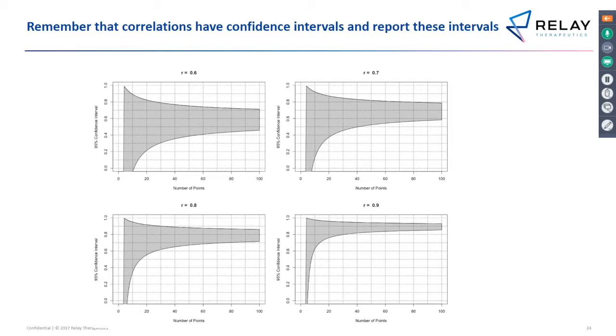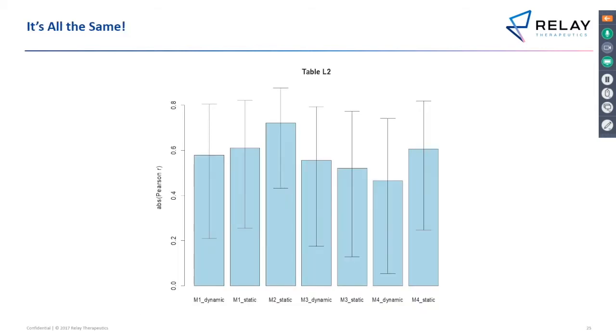When you get down to the bottom right and you've got 0.9, then you're very confident in your correlation, even with a relatively small number of data points. So it's important to calculate the confidence intervals around these correlations. And again, if you're reviewing a paper, insist on this. If you take a look at that same data set, it's a relatively small number of data points. So when I put error bars on these, they're all the same.